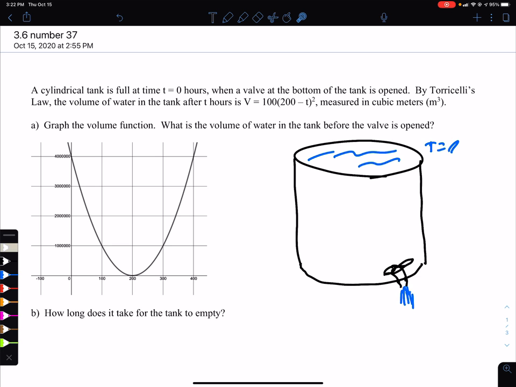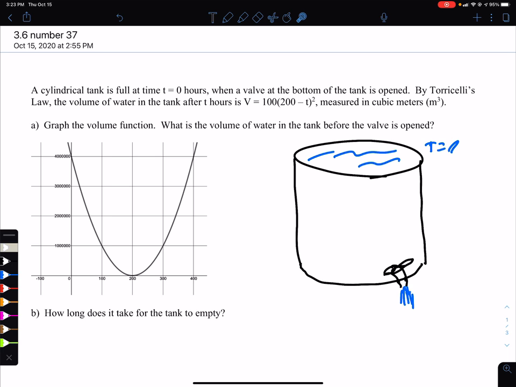So Mr. Torricelli has a law. According to his law, this formula gives you the amount of water in the tank at any time. If you put in 0 here, that will be the amount of water in cubic meters when t equals 0. As you plug in new times, it'll give you the amount of water at that time. So you have to understand what this function gives you. Now we're asked to graph the volume function.